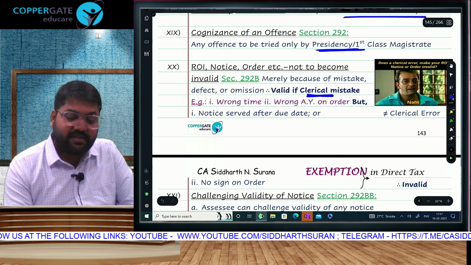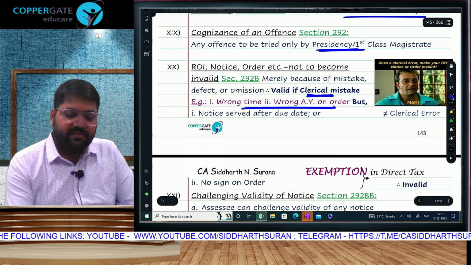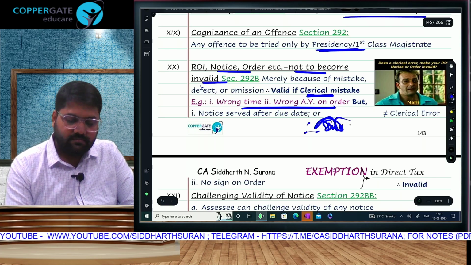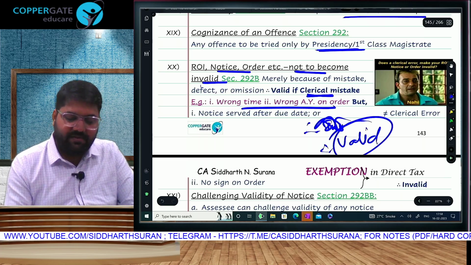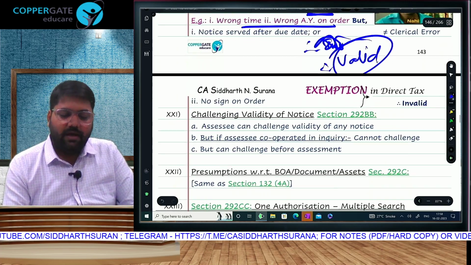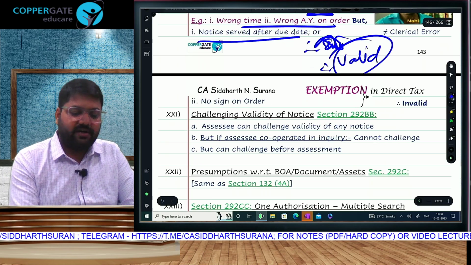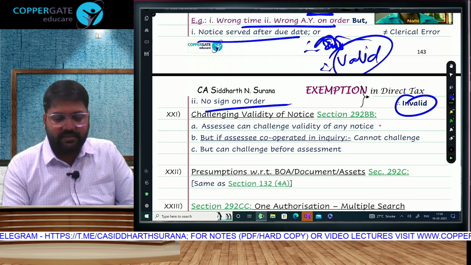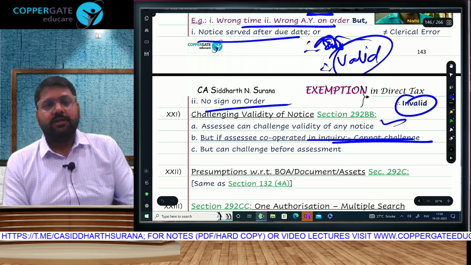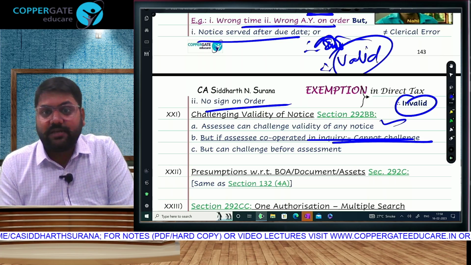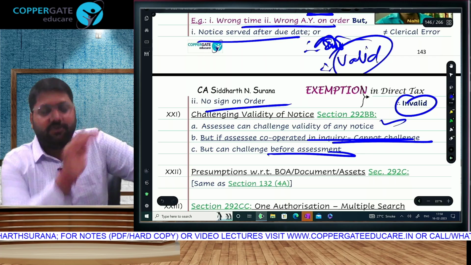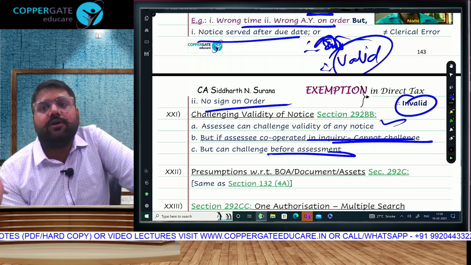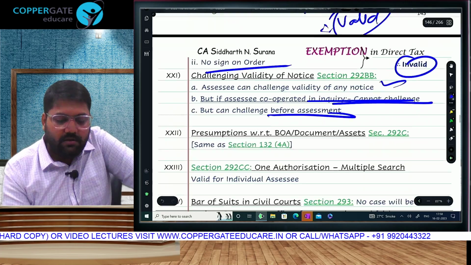If there is any clerical mistake, like wrong time or wrong assessment, then the return or notice or order will not become invalid; meaning it will remain valid. However, if there is any fundamental error, that means after the due date or no signature, then it will be treated as invalid. If you want to challenge the validity, you can challenge, but if you cooperate, then you cannot challenge. So if you get a notice, challenge it. If you reply, then you cannot challenge. But after replying also, before assessment, you can challenge. Or simply put, you can challenge any invalid notice before the order. After the order, you cannot challenge if you have replied and cooperated in the notice.